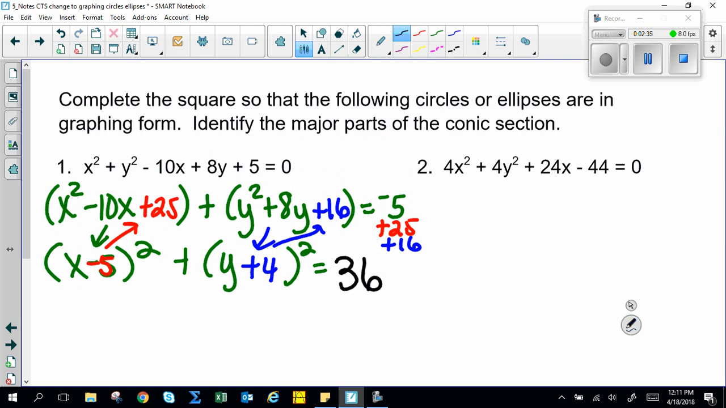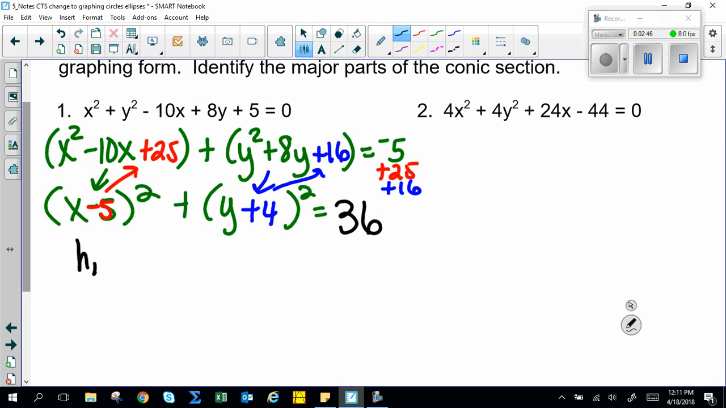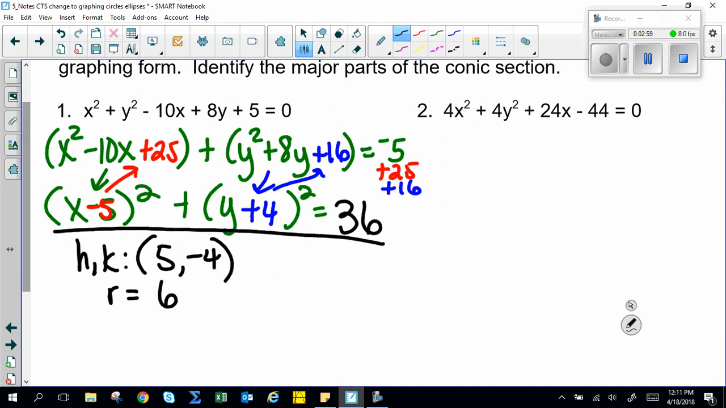Does this equation look like it's a graphing form of a circle? Yes. Graphing form of a circle. What's my h, k here? What's the center of my circle? 5, negative 4. Beautiful. And what's my radius equal to? 6. And so now I can graph because I have my equation in graphing form and I have my pertinent information here that I need in order to graph my circle. Okay?